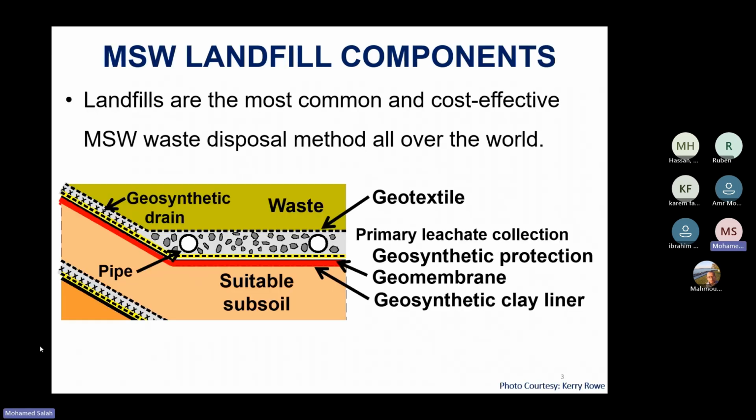So here we have a cross section for a landfill, and as we can see, we have the subsoil overlain by a compacted clay liner or a geosynthetic clay liner. On the top of it, there is an impermeable barrier, which is a geomembrane, overlain by a primary leachate collection system, and on the top, the waste.